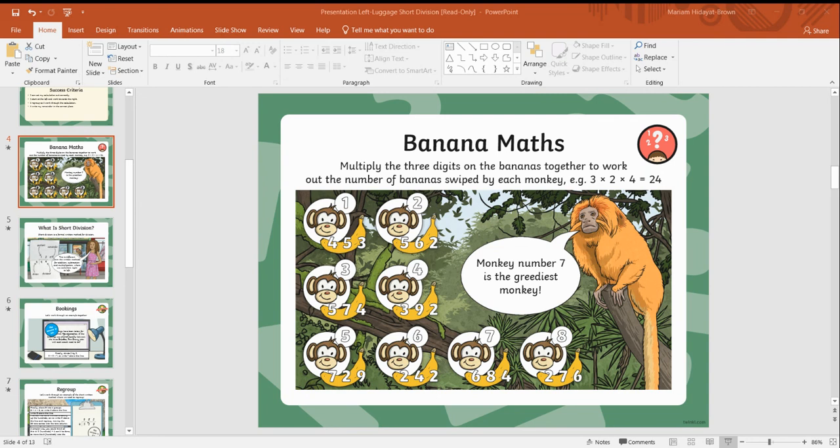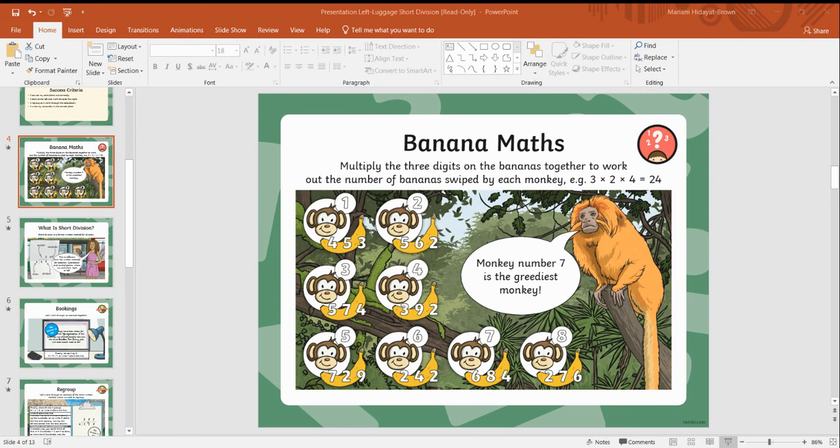Today we're going to start off with a little bit of multiplication just to get our brains working. We're going to multiply the 3 digits on the bananas together to work out the number of bananas swiped by each monkey. For example, 3 times 2 is 6, 6 times 4 is 24. Can you work out how many bananas each monkey has swiped or eaten?